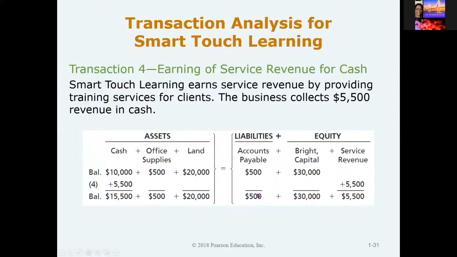Here you have accounts payable, the $500, owner's equity, you have the capital of $30,000 plus service revenue, $5,500. So you see that the equation, the accounting equation, is balanced.